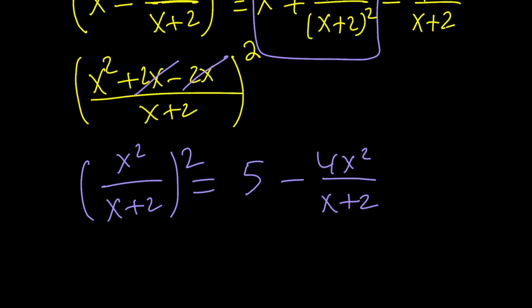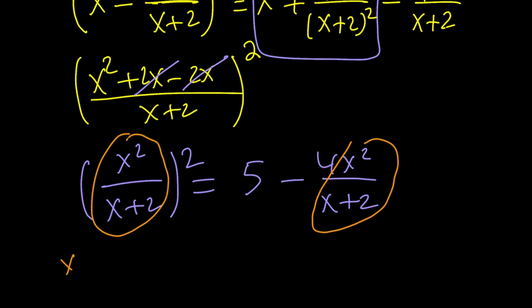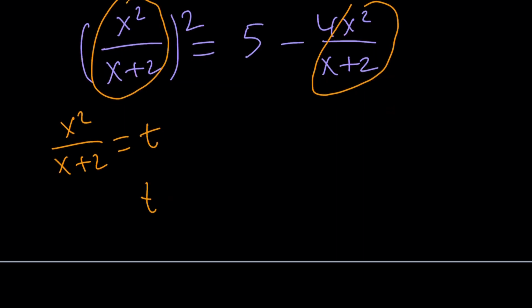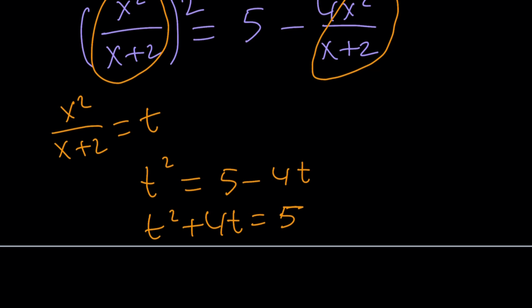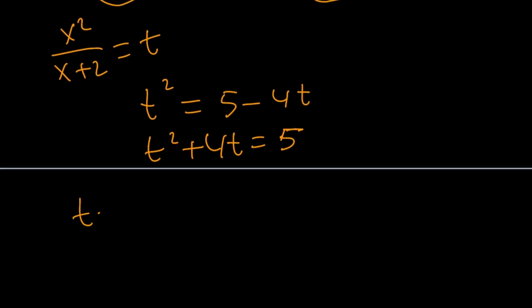But here we find something interesting. Look at that. They are the same. So we can use substitution. Let's go ahead and call this t, because t is fun. t squared equals 5 minus 4t. t squared plus 4t is 5. Okay, 4t, 4 times t. And then from here we get t equals 1 and t equals negative 5 as before.